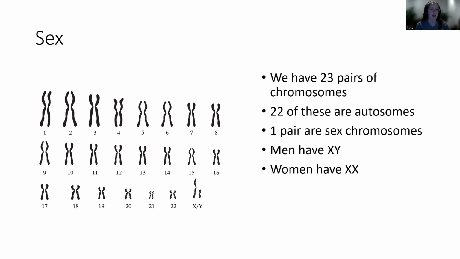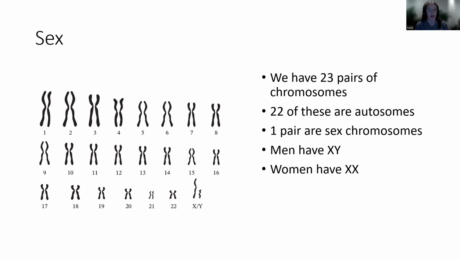I'm going to talk now about sex and how that is inherited. As I said before, we have 23 pairs of chromosomes. This is what they actually look like under a microscope in our cells. So, 23 pairs of these X's. 22 of these pairs are autosomes, which means they're chromosomes that carry information that has nothing to do with sex. It's all to do with how the body works, different organs, but nothing to do with sex in particular.